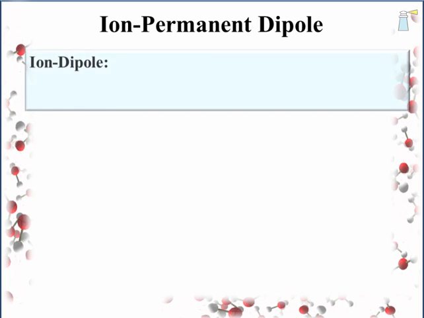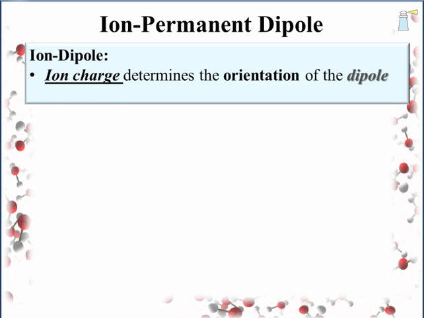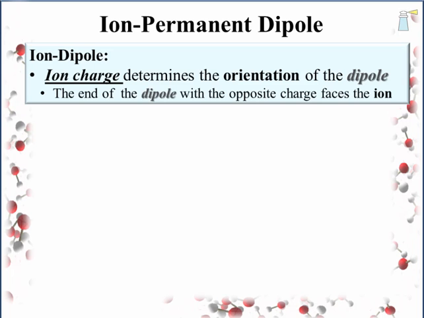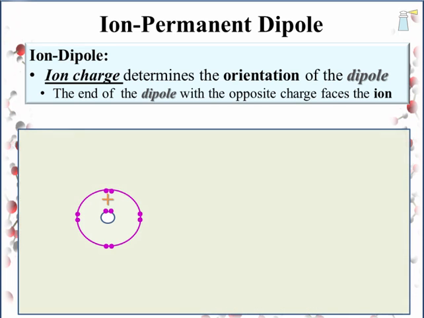The ion's charge determines the orientation of the dipole. The end of the dipole with the opposite charge faces the ion. This makes sense from the perspective of electrostatic interactions. If a cation found itself in the polar solvent water, how would a water molecule approach the positively charged ion so that it maximized electrostatic attraction but minimized electrostatic repulsion? It would orient itself in a manner that pointed the partially negative oxygen at the positive ion.